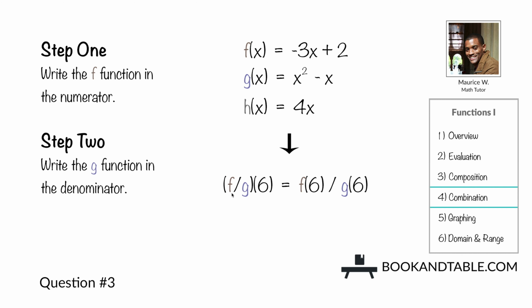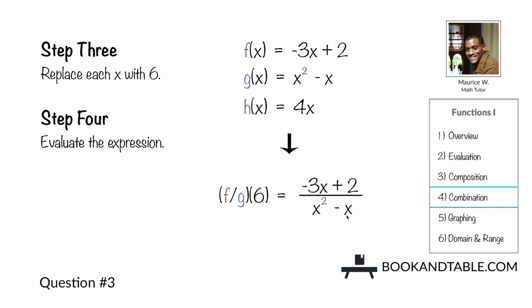We're asked to find f divided by g of 6. So that would be equal to f of 6 divided by g of 6. So step 1, write the f function in the numerator. And step 2, write the g function in the denominator, giving us negative 3x plus 2 divided by x squared minus x. And now step 3, replace each x with 6. So when we do so, we get negative 3 times 6 plus 2 divided by 6 squared minus 6.